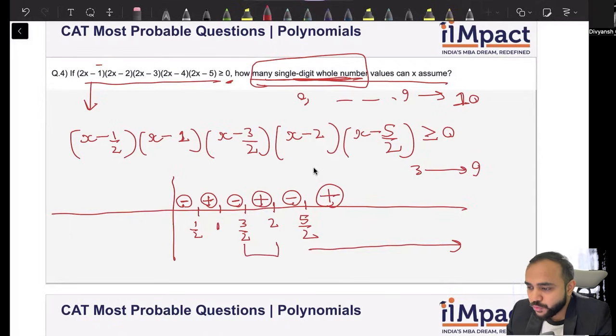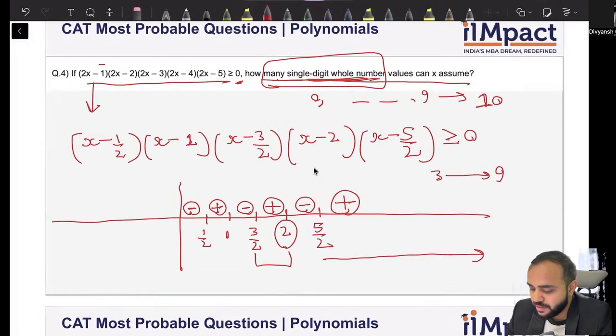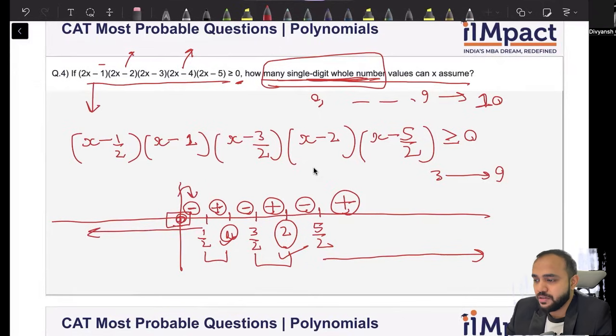Then 3 by 2 and 2. So at 2 I will get a value of 0, because this term 2x minus 4 will become 0, and 0 is allowed. So 2 is also part of my answer. Similar reasoning for 1, that at x equal to 1 this 2x minus 2 will become 0. So 1 is also going to be an answer. And then on this side, the last whole number, which is 0, you are getting a negative value. So 0 is not going to be part of your answer, which means from 1 to 9, all the whole numbers are going to be part of your answer. So the answer will be 9 single digit whole numbers.